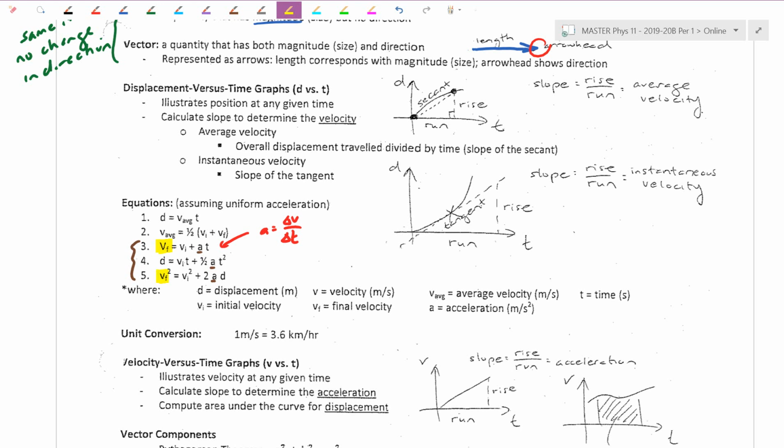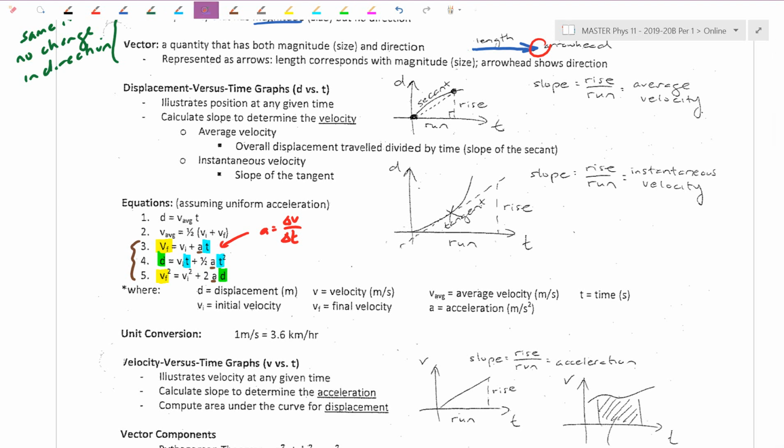The other way you can look at these formulas is that 3 and 4 have to do with time. So if you have time information, you can consider using those two. Whereas if you have some distance information or displacement, you can refer to equations 4 and 5.